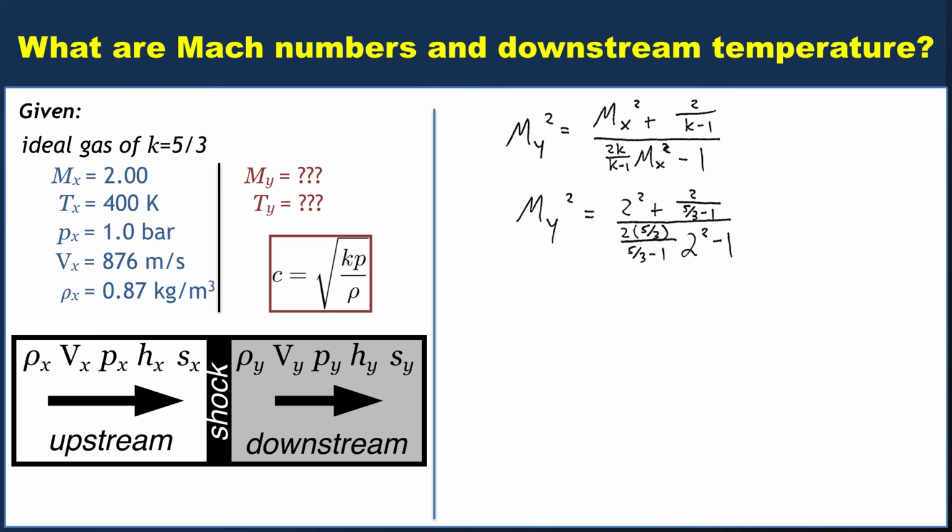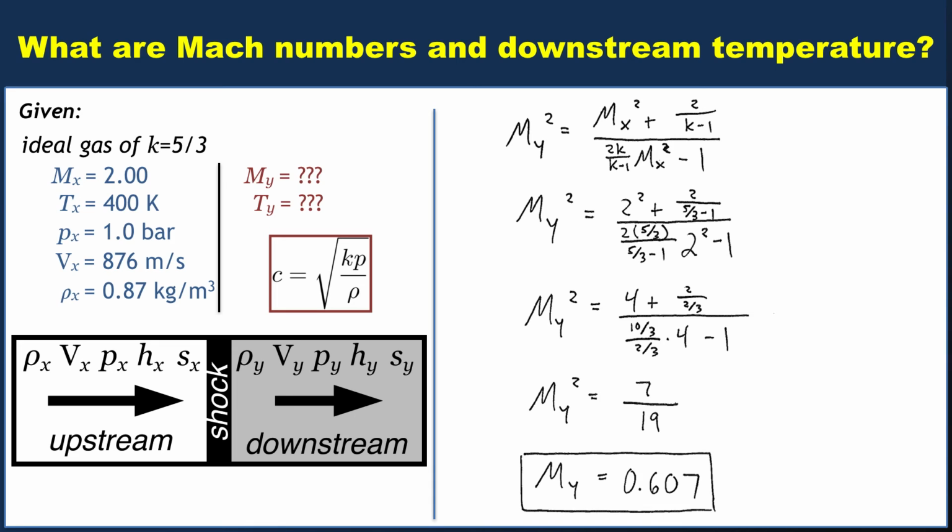All right, Mx was 2, K was 5/3, and we need to simplify this a little bit. It's kind of a messy set of fractions. Simplify in one step, simplify once more. Now this is My squared on the left-hand side, so that equals 7/19, and we just need to take the square root of both sides to get that. The Mach number on the downstream side is 0.607.